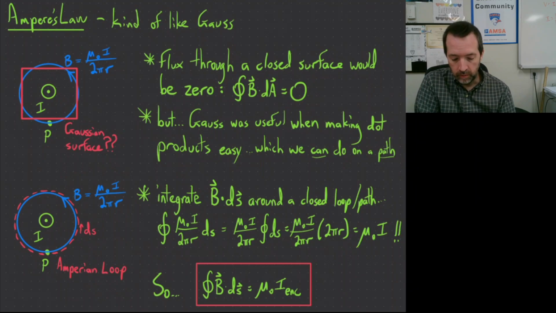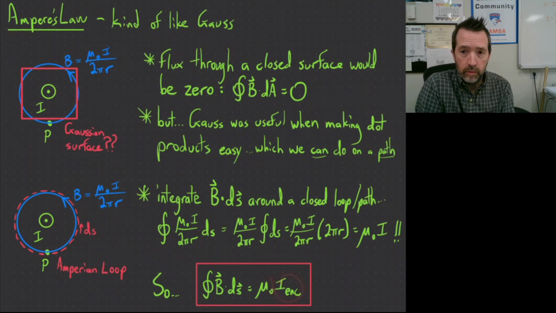Ampere's law states, and again, this should feel very similar to Gauss, not exactly the same, but similar. It states that if you integrate B dot ds around a closed path, you get a constant mu naught, as opposed to the 1 over epsilon naught, times the enclosed current.